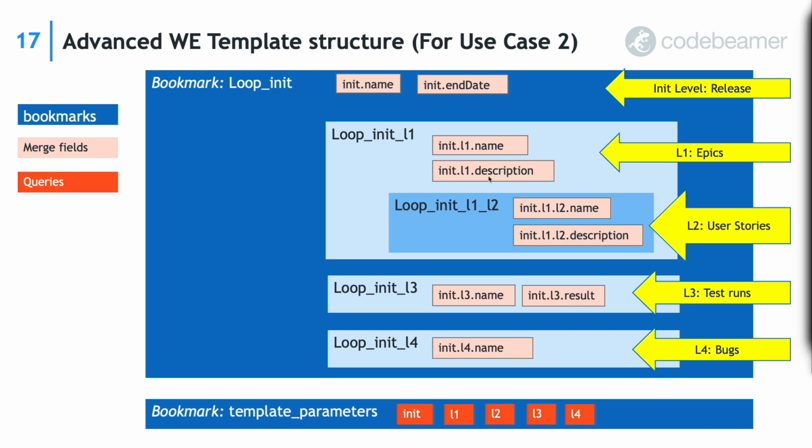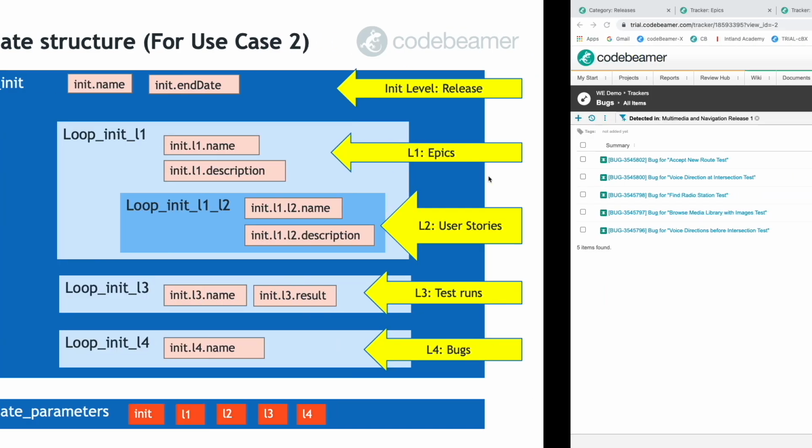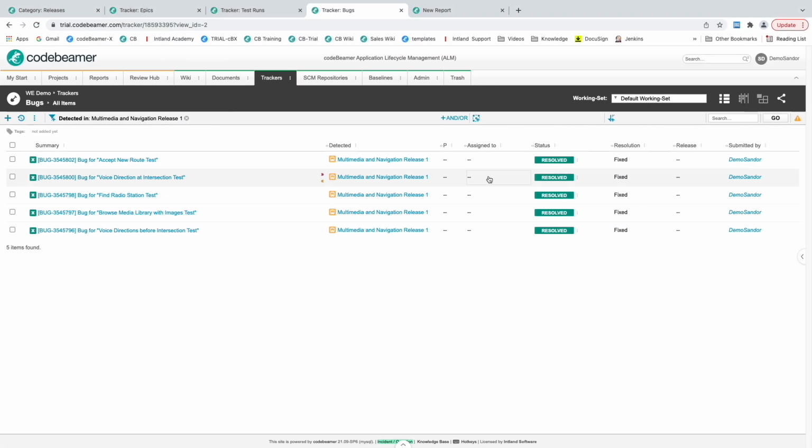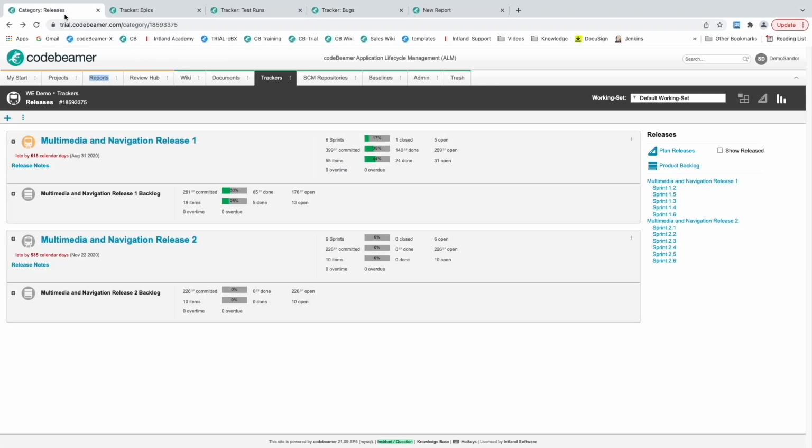Okay, now it's time to switch over to Codebeamer and check what are the actual contents that we would like to export into Word. As you can see, this is my demo project I created for this advanced Word export presentation. And within the project, we have two releases. Let's say we would like to export the content that relates to the first release, Multimedia Navigation Release 1. So this is going to be the initial item for our export. So we will initiate the export process from here.